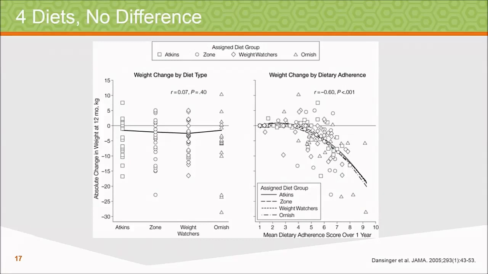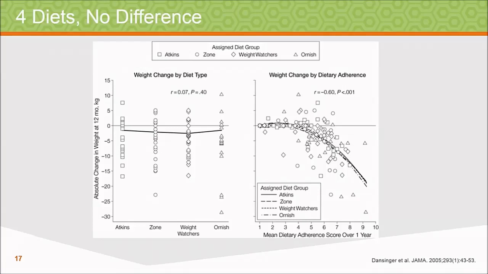Then there was the famous Dansinger study. I'd be surprised if this one does not show up on the board exams. And this got a lot of press. It was very famous, 2005, Journal of the American Medical Association, showing this impressive 2-kilogram weight loss. 2 kilograms for patients on Atkins, which is low carb, Zone, Weight Watchers, and Ornish, which is low fat. So you kind of have Atkins, low carb, Ornish, low fat, and then the 2 in between.